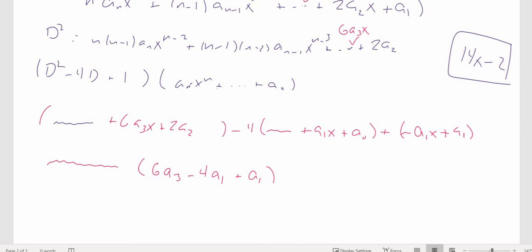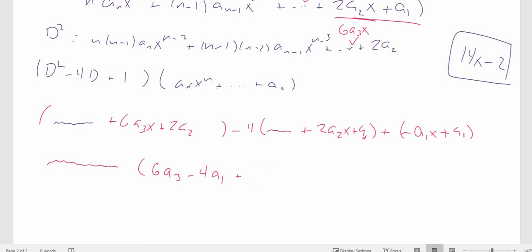Wait a minute. I wrote some stuff down wrong up here. For that first derivative, those linear terms, that was supposed to be a 2a2x plus a1. Okay. So let's see what we got.